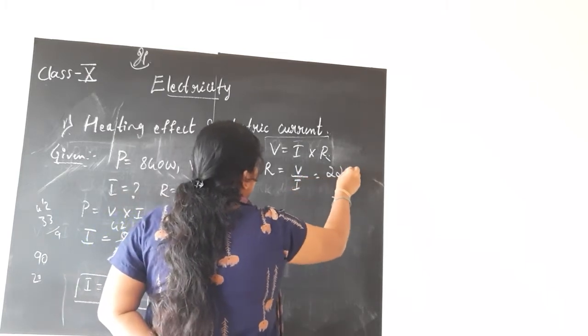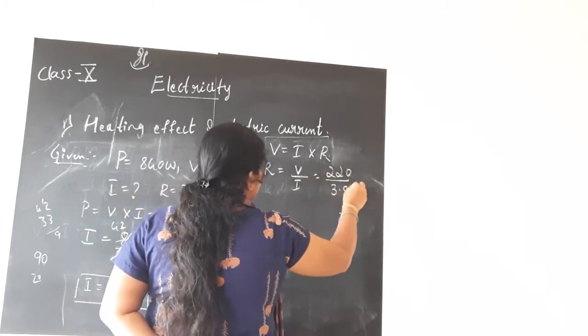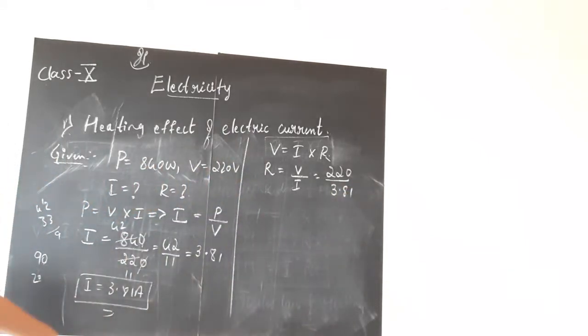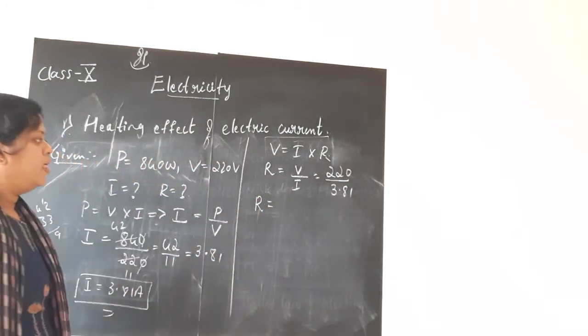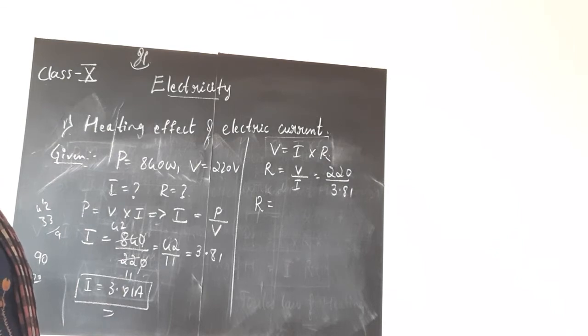So substitute 220 divided by 3.81. Why 3.81? Just now we found out what is the current. It is 3.81, children. So R is equal to 220 divided by 3.81. Here we have a decimal point, so division is difficult.